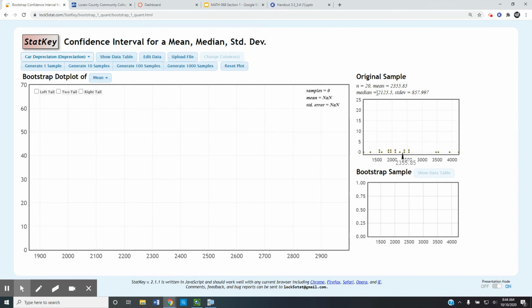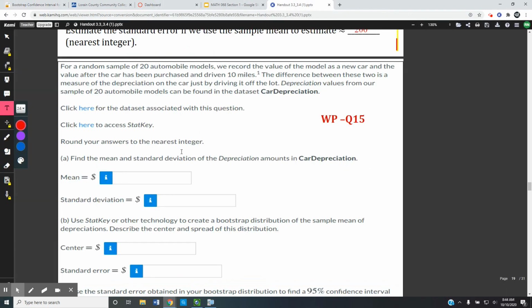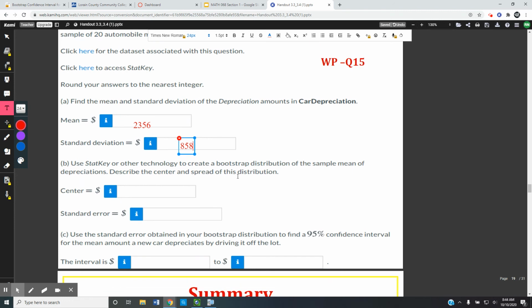Those are right here. The mean is 2,356 when rounded, and the standard deviation looks like it's going to be 858. So I'm going to go back to here and do a little typing. My mean value was 2,356, and everybody should have the same number for that. And the standard deviation was 858. Those were consistently the same because they were pulled from the original sample. Now it says use StatKey to create a bootstrap distribution and then give us a center and a standard error. Okay, so let's go back here.